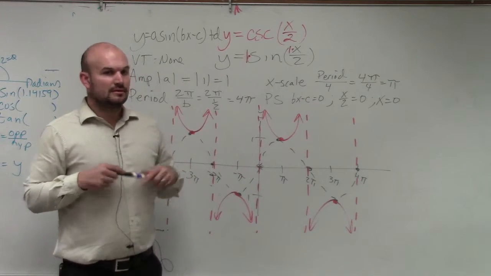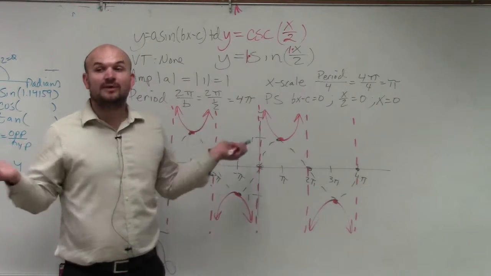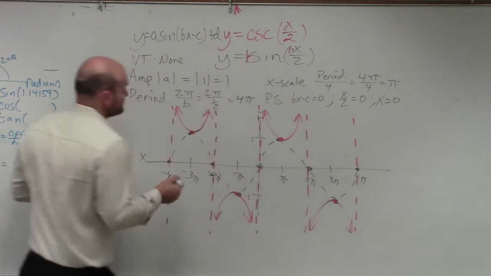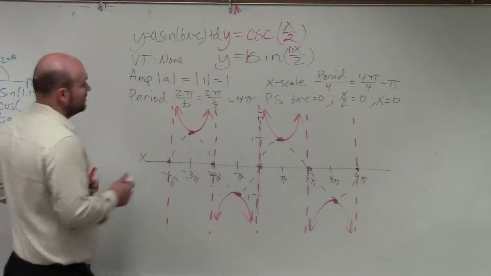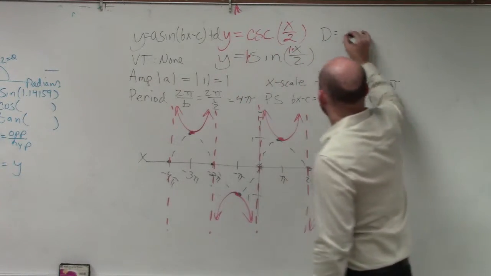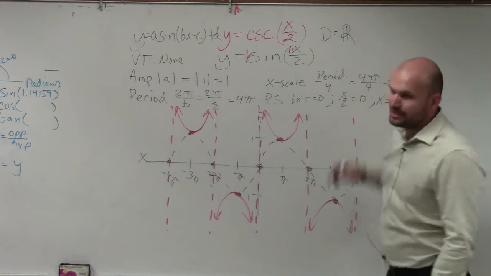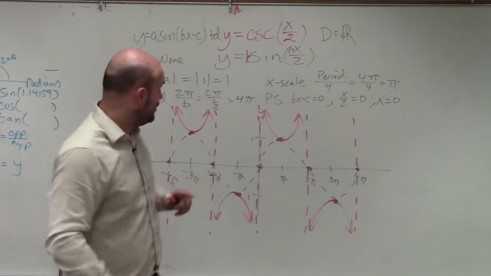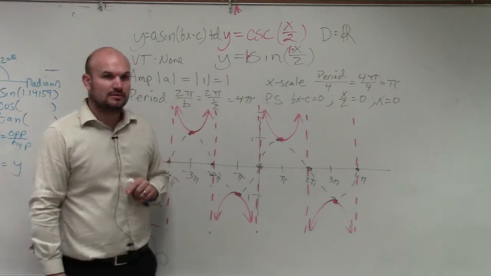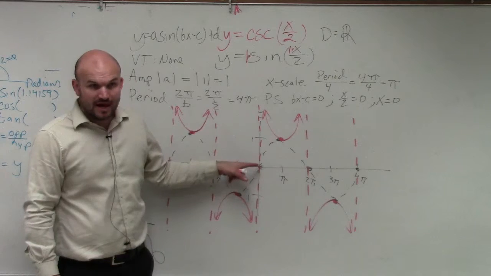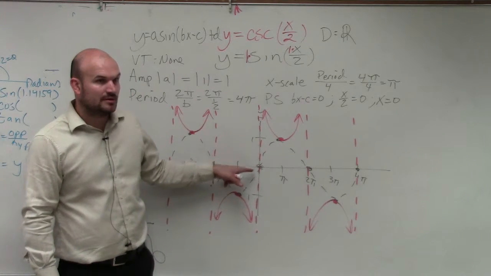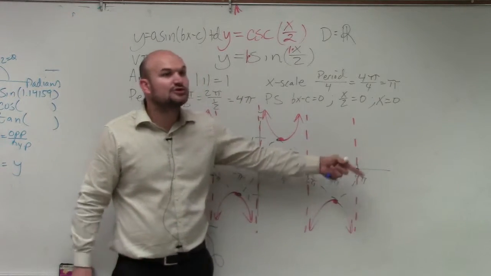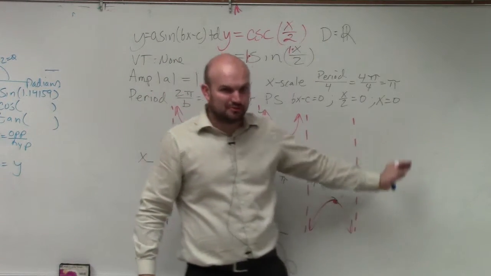Now let's talk about a couple things real quick, because we have gone over domain and range before, so I really want to make sure I hit on these points. The domain. The domain is all real numbers, except for the asymptotes. When does the first asymptote occur? 0, right? And then when is the next asymptote? 2 pi. How far is it to the next one? 4 pi. Well, what's the distance? 2 pi. So I can just keep on adding 2 pi, right?